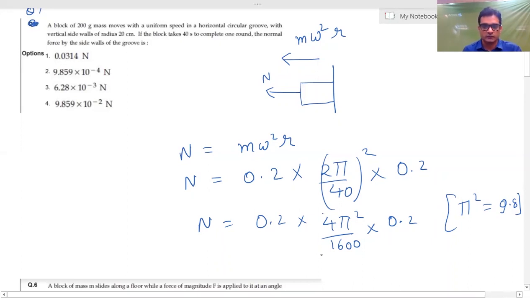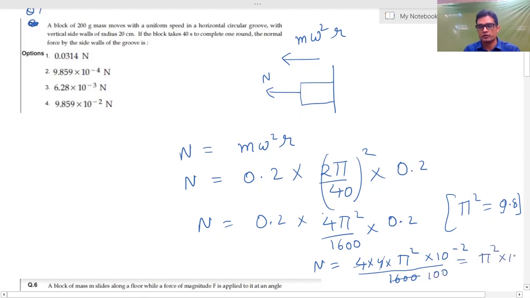So here I'm getting N is equal to 4 into 4 into pi square into 10 to the power minus 2 upon 1600. So basically I can do the simple mathematics. I'm getting the answer pi square into 10 to the power minus 4. So if I have taken pi square as 9.8, I'm getting the answer as option 2. So this option will be correct.